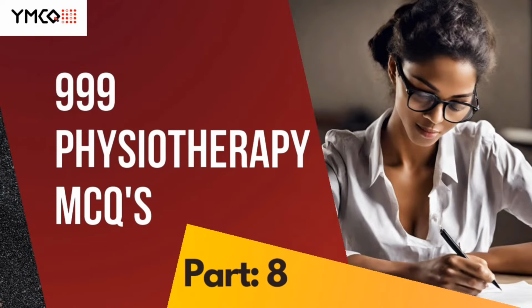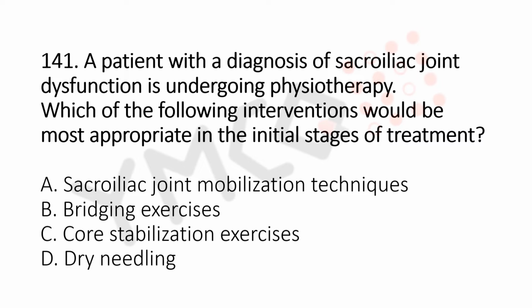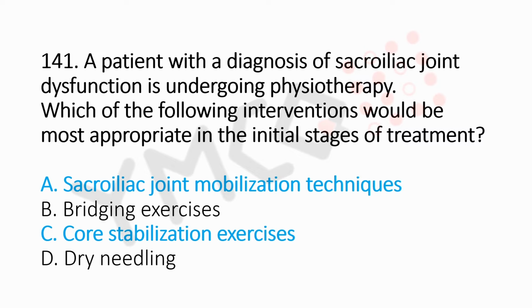Let's move to question number 141. A patient with a diagnosis of sacroiliac joint dysfunction is undergoing physiotherapy. Which of the following interventions would be the most appropriate in initial stages of treatment? Option A, sacroiliac joint mobilization technique. Option B, bridging exercise. Option C, core stabilization exercise. Option D, dry needling. And the answer is Option A, sacroiliac joint mobilization technique, and Option C, core stabilization exercise.